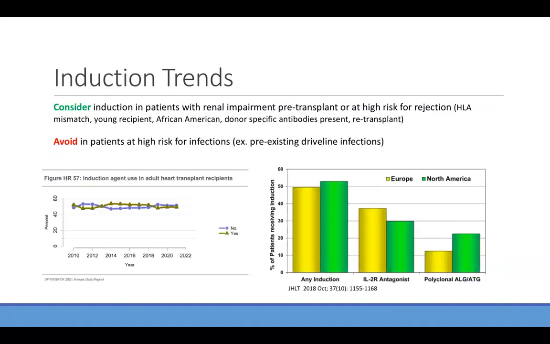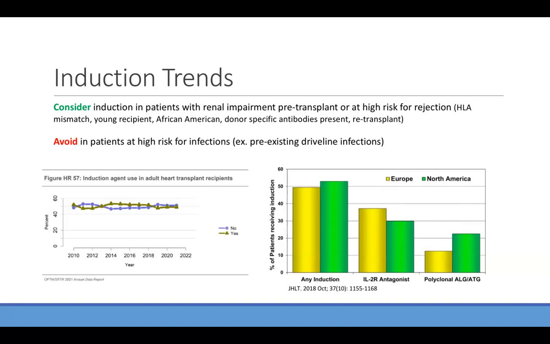So I included induction trends. I have 2 graphs that we will discuss, but first we consider induction agents in patients with renal impairment pre-transplant, or like I said, a high risk for rejection: if they're an HLA mismatch, if they're younger recipients, African American, if they already have donor-specific antibodies present, or if they're a retransplant. All of these put people at a higher risk of rejection, so you might consider it in this population.